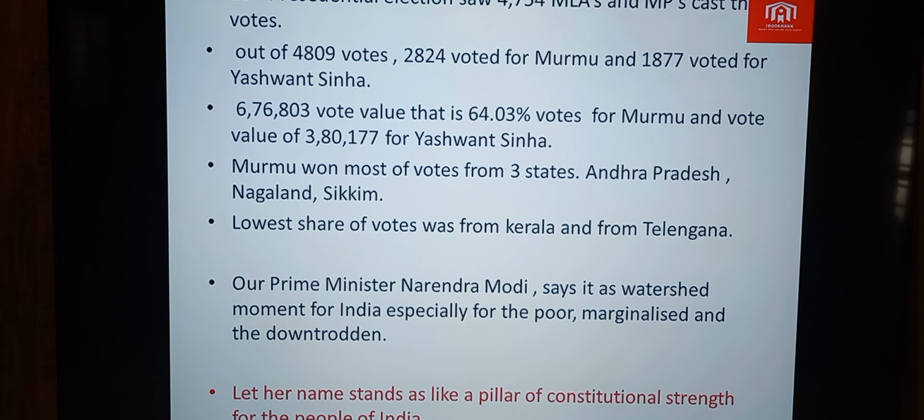Prime Minister Narendra Modi said it was a watershed moment for India, especially for the poor, marginalized and the downtrodden. Let her name stand like a pillar of constitutional strength for the people of India.